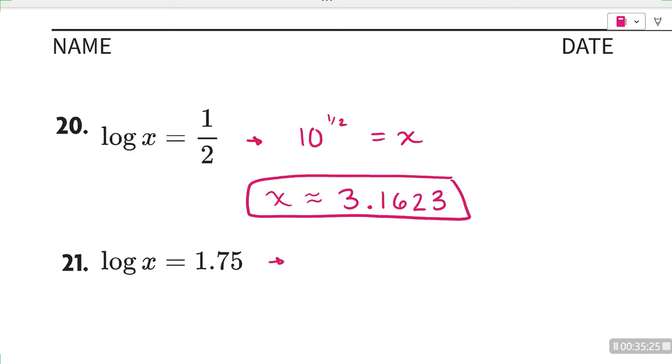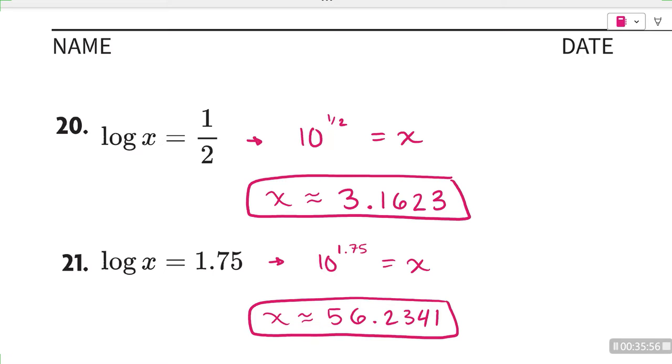So for this one, we're going to rewrite it as 10 to the 1.75 equals x. Well, we know 10 to the first is 10, and 10 squared is 100. So this should be something in between 10 and 100. So 10 raised to the 1.75 does give us something in between 10 and 100. It gives us 56.234. Now our next two decimal places are 1, 3. So I'm just going to keep it at 1. It does not round up.